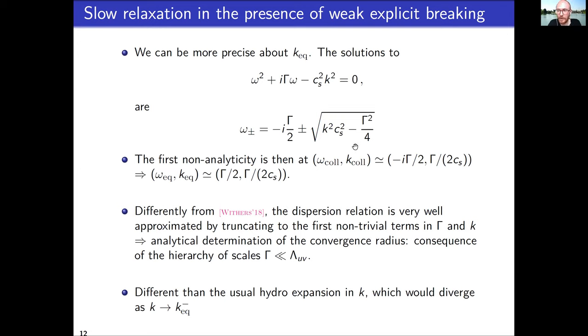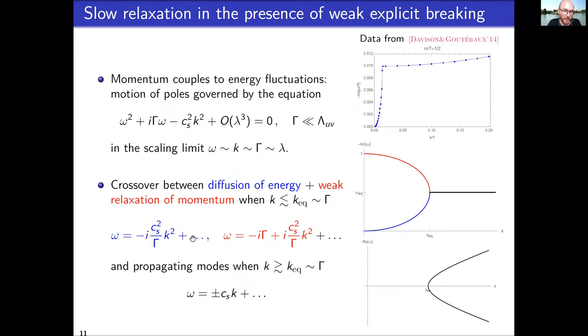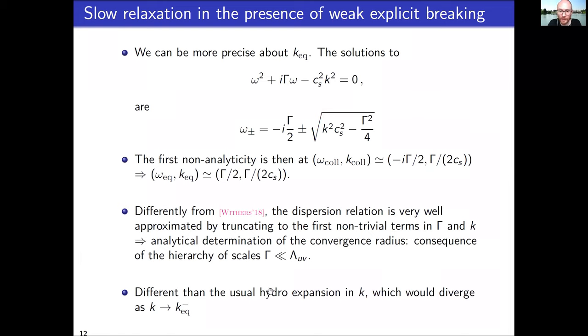This is also not a hydrodynamic expression. If I could do something different, I could solve the system order by order in k, exactly like Ben Withers had done, and I would determine the k to the fourth, k to the sixth corrections to the dispersion relation in the hydrodynamic limit. And then I would see the same thing that he did. That is, I would have a match all the way up to the collision point, and then the series would diverge. So here, what the hierarchy of scales between gamma and the UV scale allows me to do is resum all the higher order contributions into this expression. So this is doing something different than the usual hydrodynamic expansion in k. This is a resummation for sufficiently small gamma.